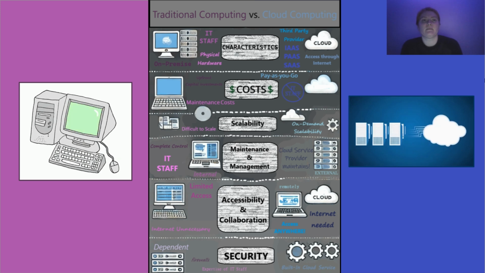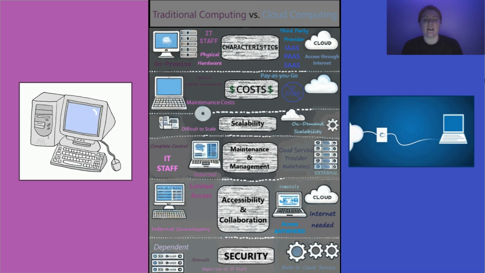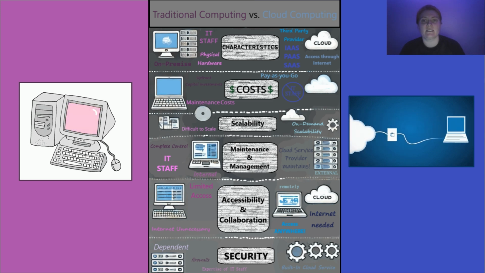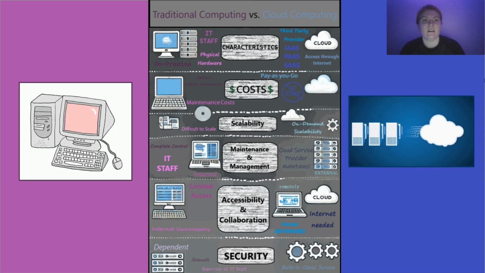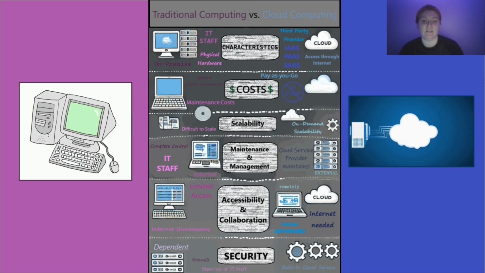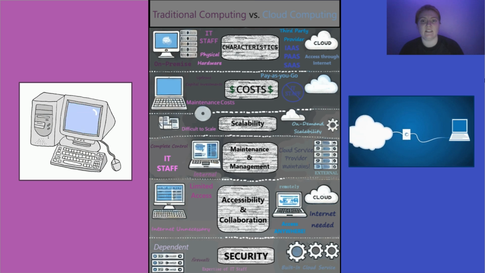This is my infographic for traditional computing versus cloud computing, and it just breaks down the 6 sections that we talked about. The first part being characteristics, and it has the keywords for that one. Then we go on to costs, scalability, maintenance, management, accessibility and collaboration, and finally security. And on each one, I highlighted keywords and put them in the color that represents either traditional or cloud.